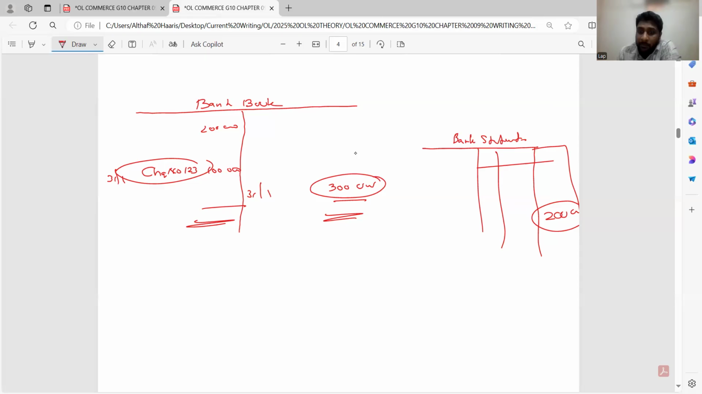The problem is, the bank has printed the bank statement on 31st January at 11:59 p.m. Only then have they printed the statement.